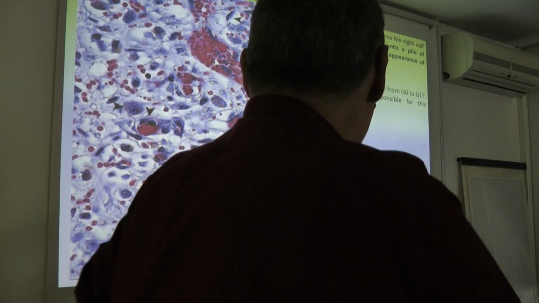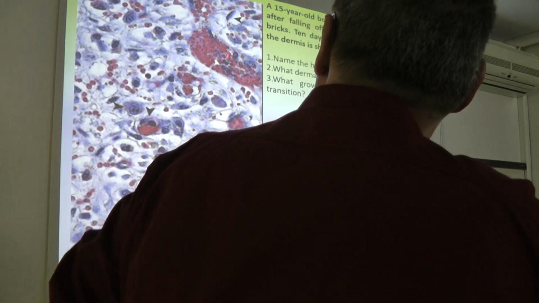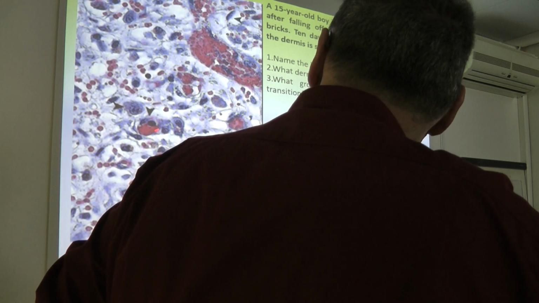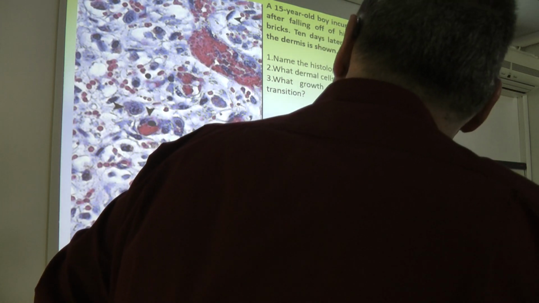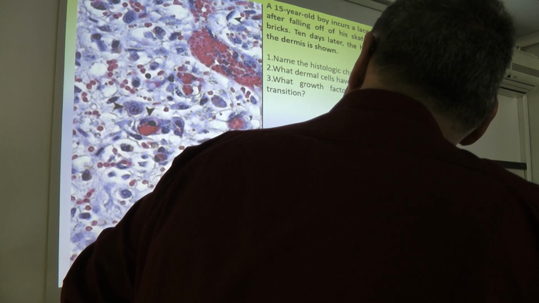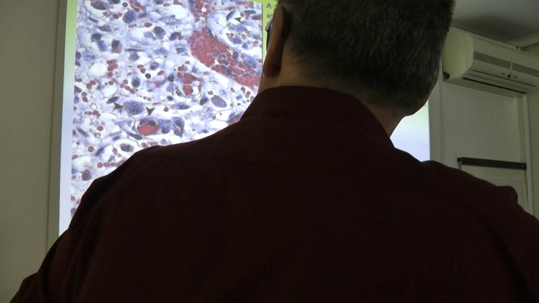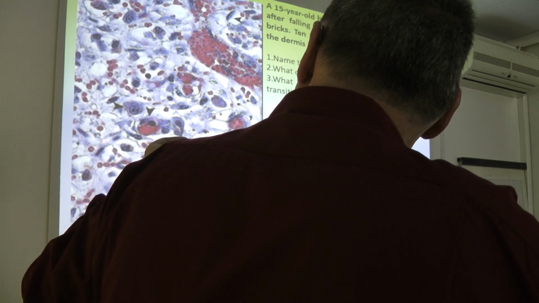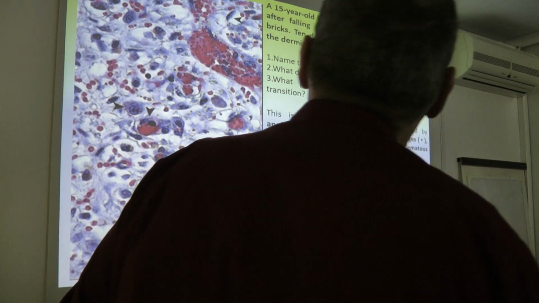One part of the inflammatory granulation tissue are the blood vessels. The other part is the inflammatory infiltrate, these cells. And the other part are these cells here. You see the spindle cells? The fibroblasts. All right? So this is granulation tissue.